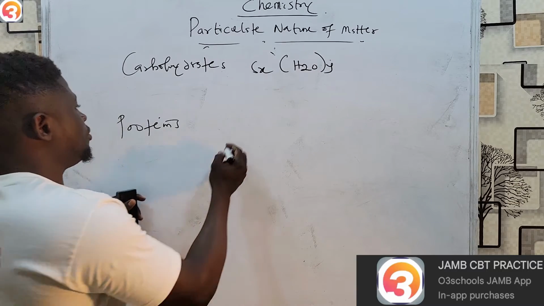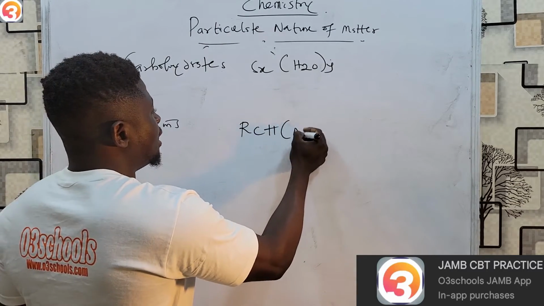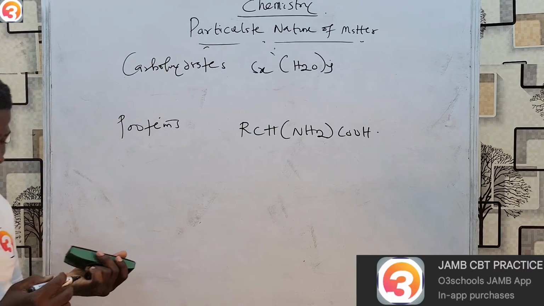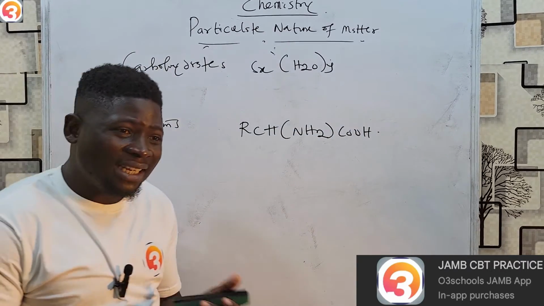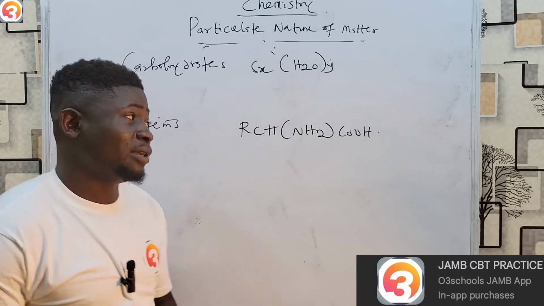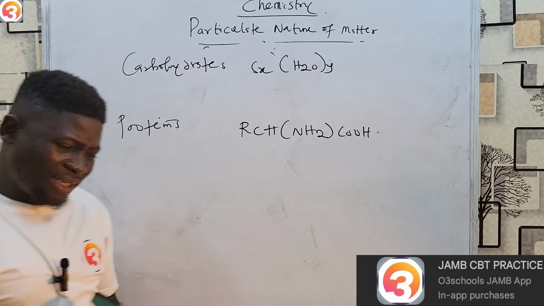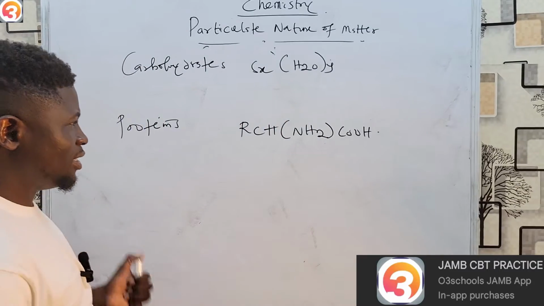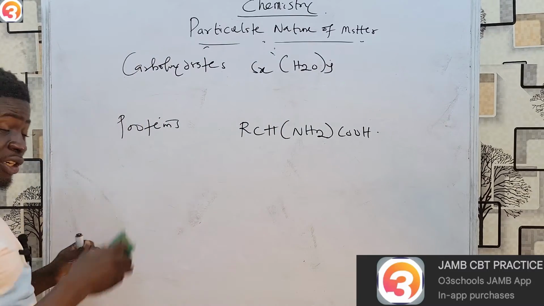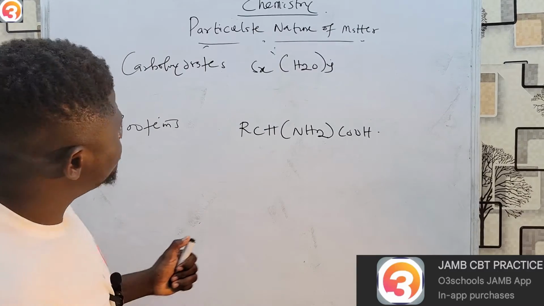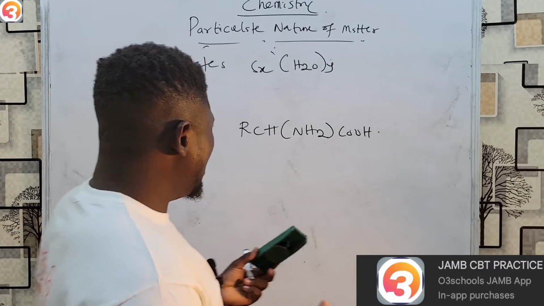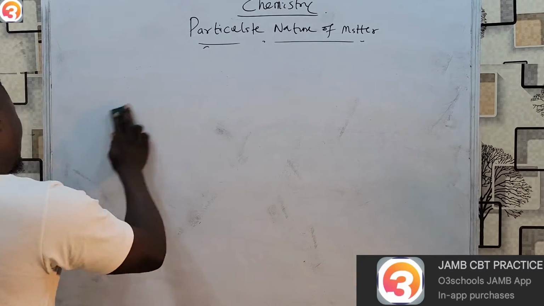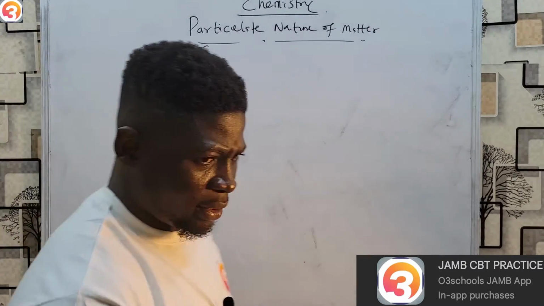Then, of course, the general formula for protein is RCH, then NH2, COOH. All right, so please just take note of this. These are just side things to talk about. They are very important, of course, but I'm going to go into them deeply when we start discussing them proper. I'm going to discuss proteins and carbohydrates. Having known this now, we'll move over to ions, which is the last part that we're going to discuss in this topic.